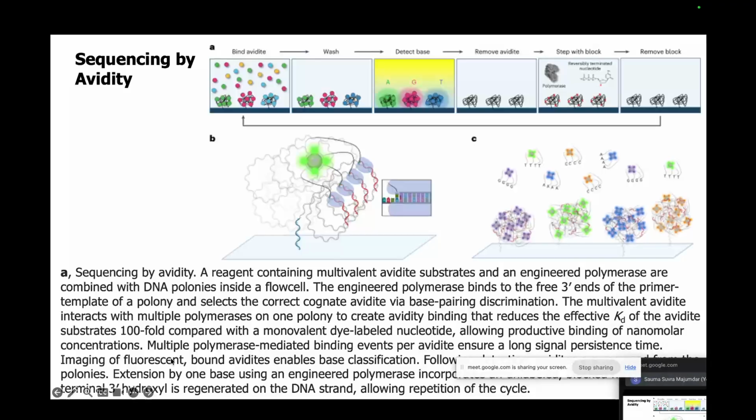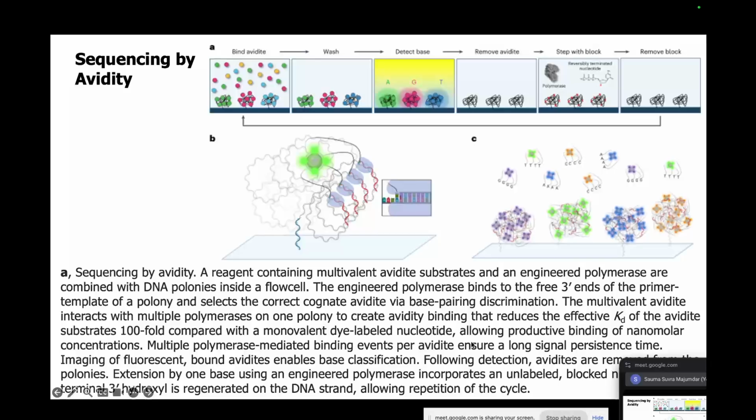So even at nanomolar concentration, the binding is very strong. And multiple polymerase-mediated binding events per avidite ensure a long signal persistence time as well. Because you have multiple of these in the same stretch of the DNA, you'll have A, T, G, C, right? So you have multiple of these avidite substrates coming and binding to these polonies, right?